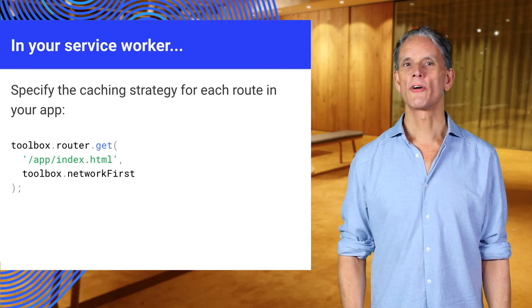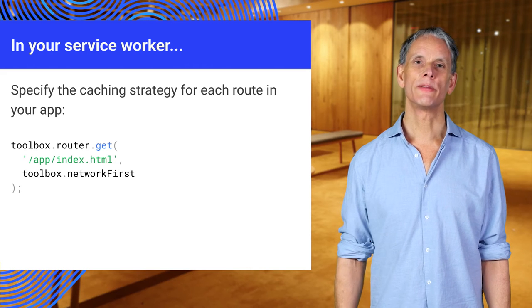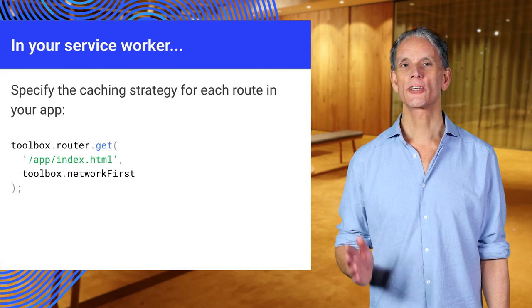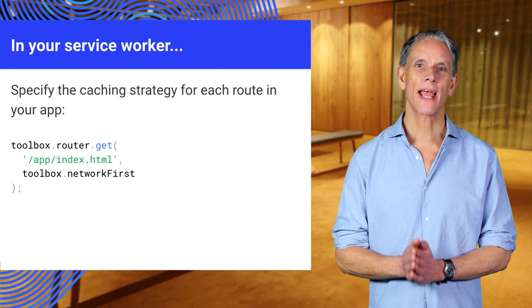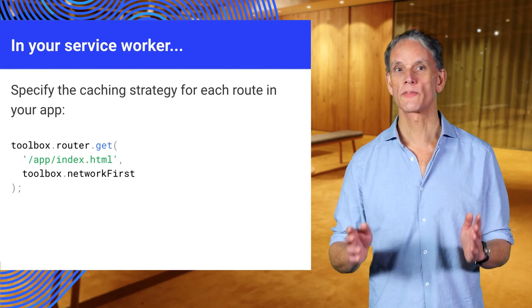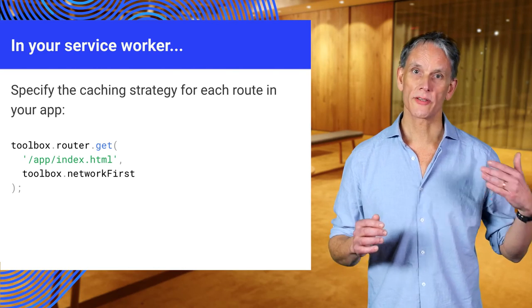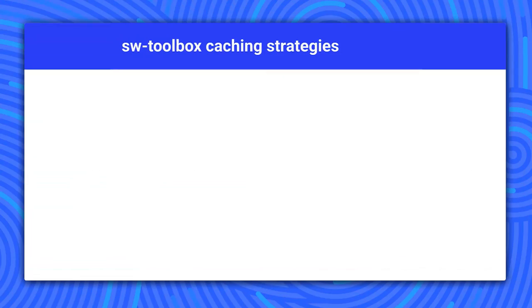The example defines a route using the get HTTP verb, matching the pattern /app/index.html and using a network first handler. It will fetch the resource from the network first and fall back to the cache if the network is not available. SW Toolbox provides 5 handlers for responding to route requests.